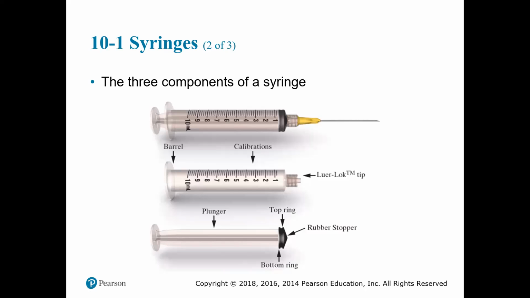So here you have the different components of a syringe. The main ones that we tend to focus on when reading dosages are the barrel and the calibrations there, which give you the actual markers for how to find the dosage as well. But you have your plunger and your top ring, the rubber stopper, a lot of them have those as well on there.